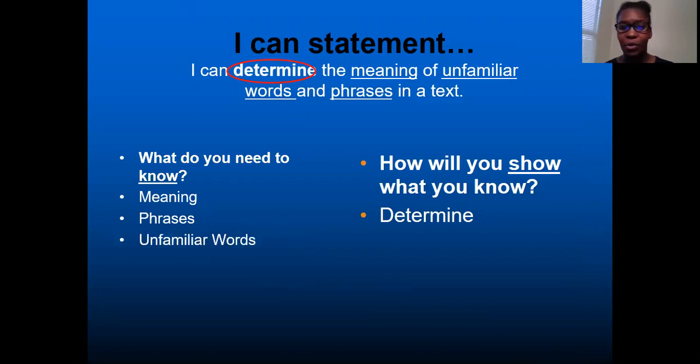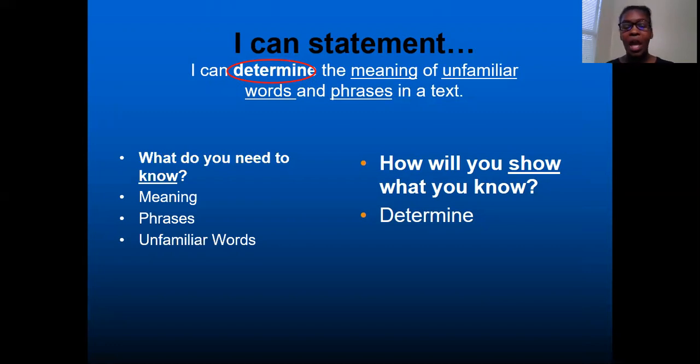Unfamiliar words. Now let's look at the word unfamiliar. There are two things that I noticed about the word unfamiliar. First, I noticed that it has a prefix on it, which is the prefix un, which means, hopefully you said not. And if you did, very good. Unfamiliar means that it's not familiar. But the second thing that I noticed is that in the word familiar, it makes me think about the word family. And family are people that we know. But if it's unfamiliar or not familiar, these are people or things that we do not know. Okay? So we're going to determine the meaning of words and phrases that we do not know.